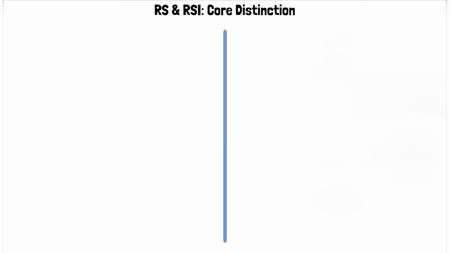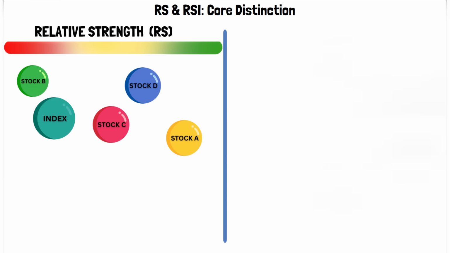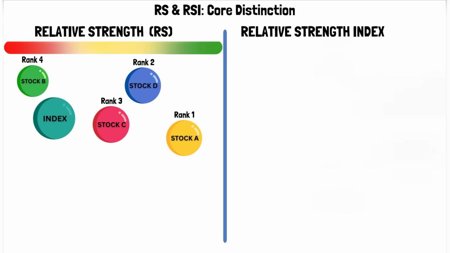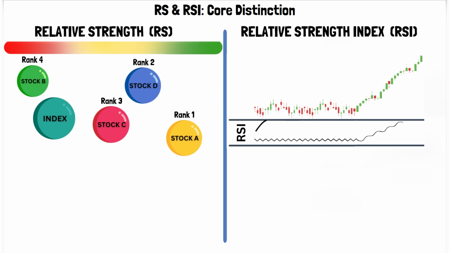Let me start with the core distinction that most traders miss entirely. Relative strength, or RS, measures how a stock performs compared to other stocks or broad market indices. It's about ranking and comparison within the universe of available stocks. The Relative Strength Index, or RSI, measures how a stock performs compared to its own past price performance. It's an internal momentum oscillator.